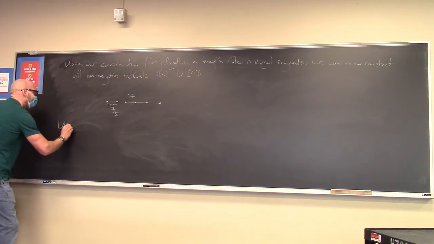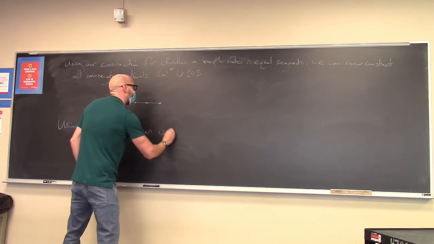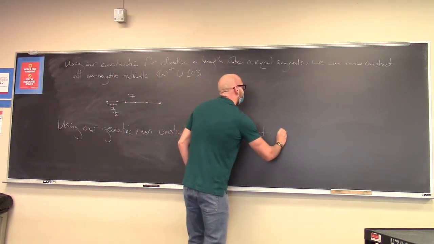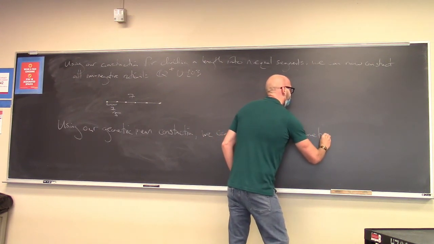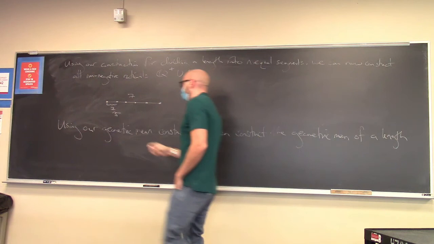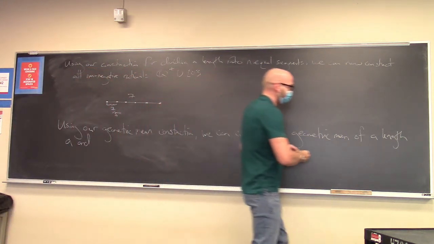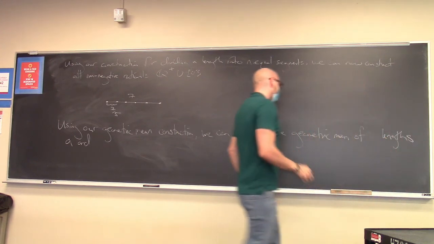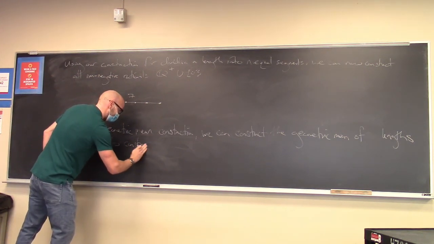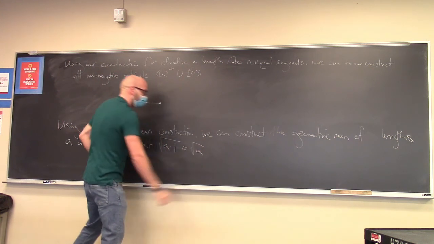So using our geometric mean construction, we can construct the geometric mean of a length A and 1, which is the square root of A times 1, or just root A.